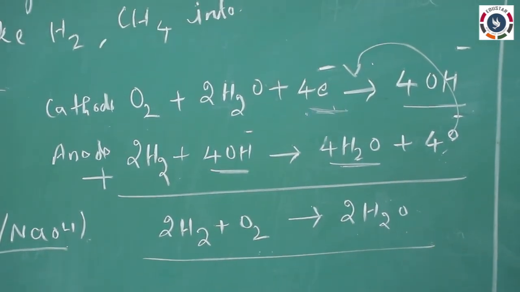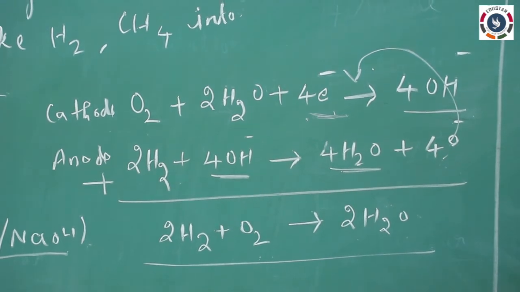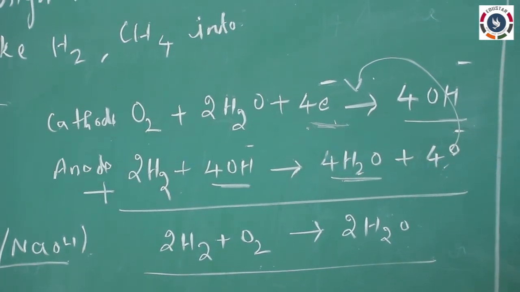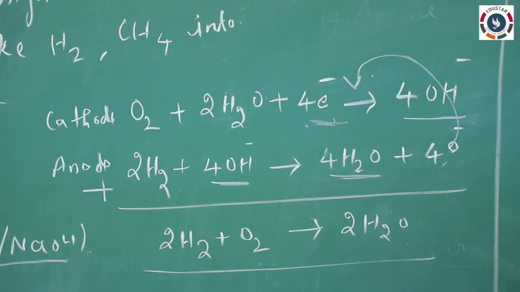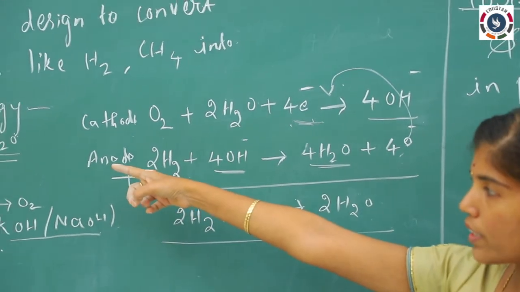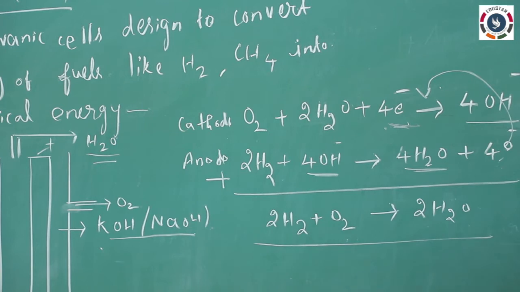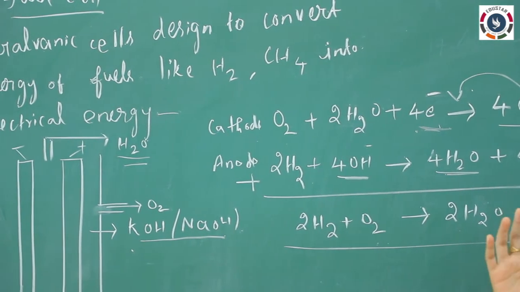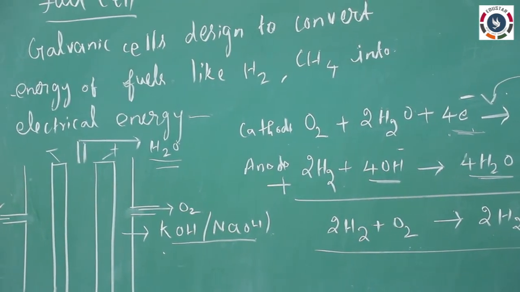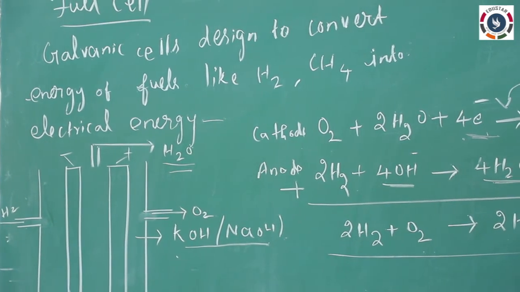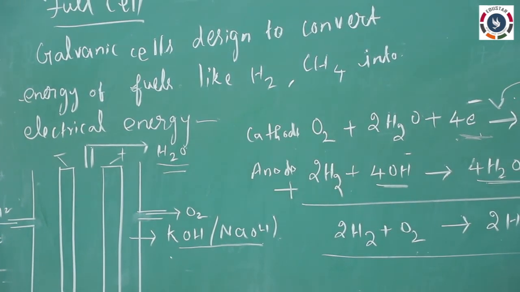This is used in the Apollo spacecraft program, and it is also a drinking source for the astronauts, because we are getting water there. That water will be available in the form of water vapor, and that water vapor is condensed to give water for the astronauts. So, this is the fuel cell.